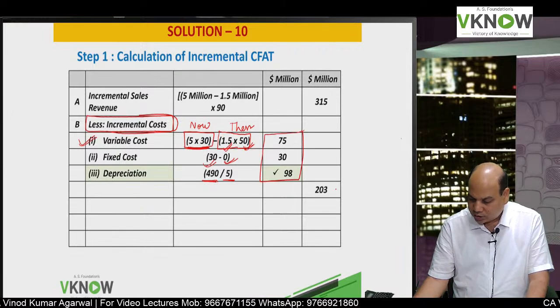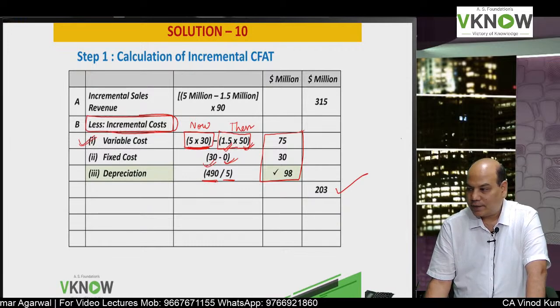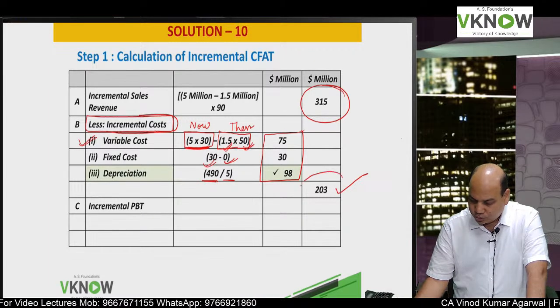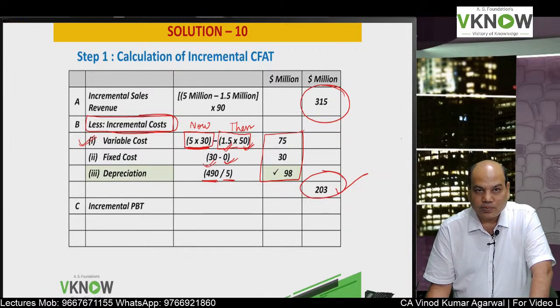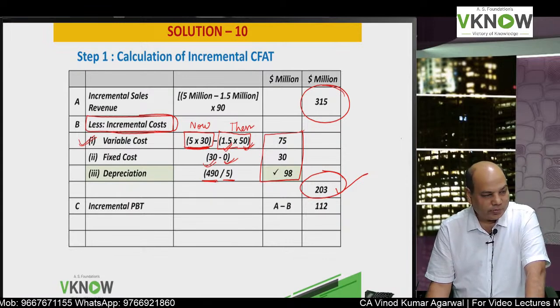Take the total in the outer column, 203. Incremental revenue minus incremental cost is incremental PBT. So that is equal to A minus B, 112.